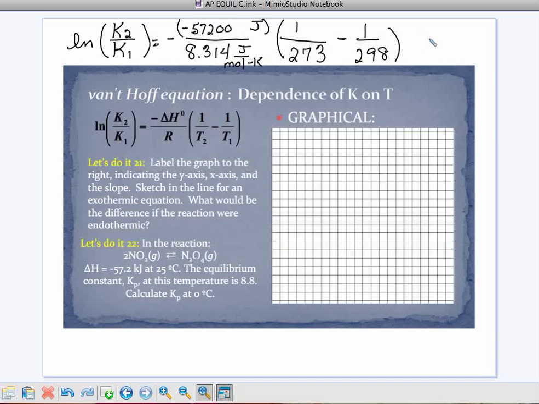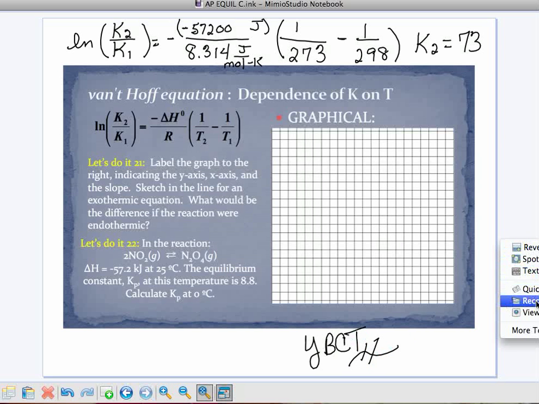Now, if you do this algebra, this mathematics, I get K2 is equal to 73, which was indeed exactly what we expected. Okay, we're going to be working on this in class, so until then, this is signing off.